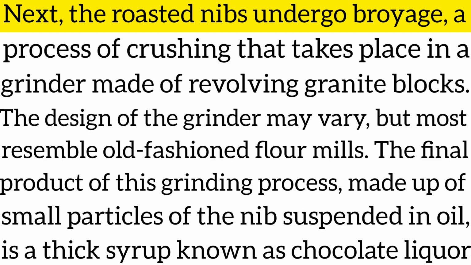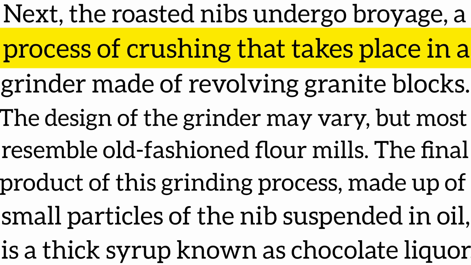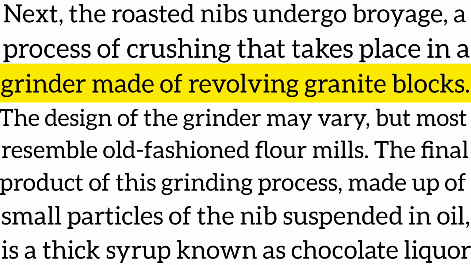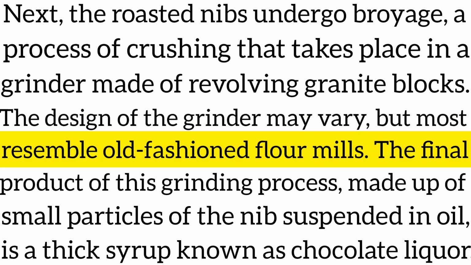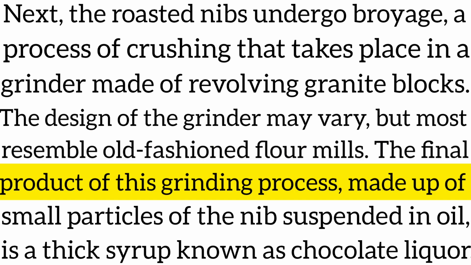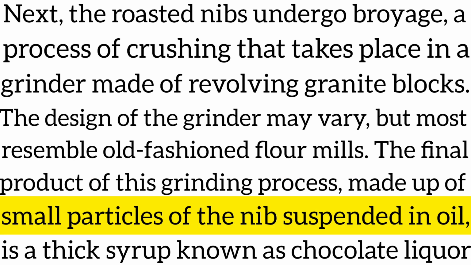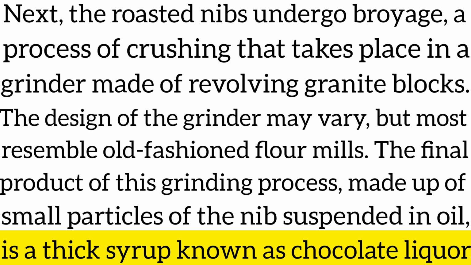Next, the roasted nibs undergo broyage, a process of crushing that takes place in a grinder made of revolving granite blocks. The design of the grinder may vary, but most resemble old fashioned flour mills. The final product of this grinding process, made up of small particles of the nib suspended in oil, is a thick syrup known as chocolate liquor.